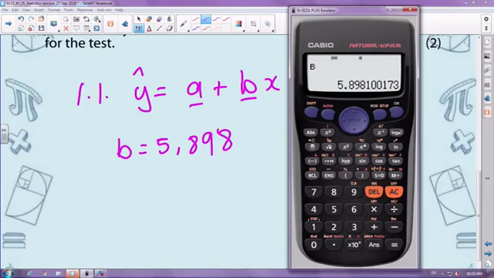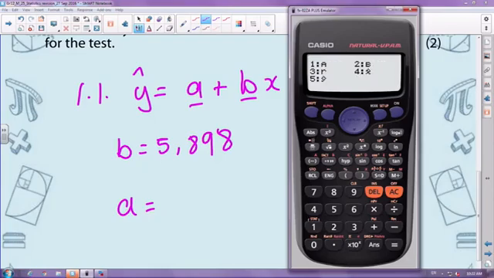So that value gives me the gradient of the line that I need. I now need to work out the value of A, which is the y-intercept. So all I do there, once again, clear your screen. You're going to hit Shift 1, which brings up the stat screen again. We're looking at regression, so we press number 5.